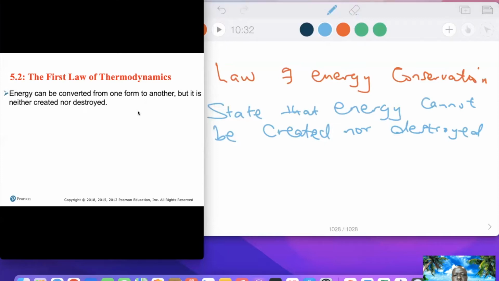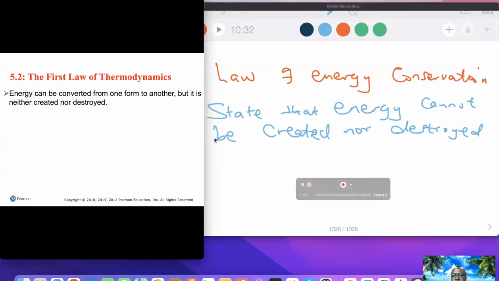That is just the first law of thermodynamics. As I said, there are three. I will leave two; you will cover them in Chem 2. In General Chem 2, you will look at the other laws of thermodynamics. Energy can be converted from one form to another, but it cannot be created or destroyed. That's just the law of conservation of energy.